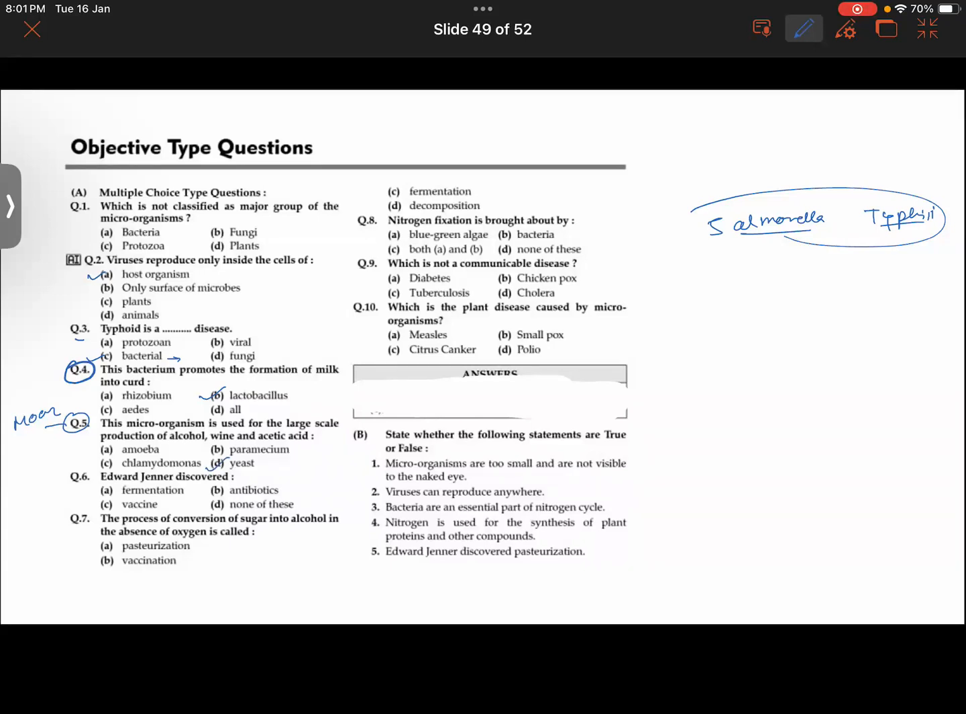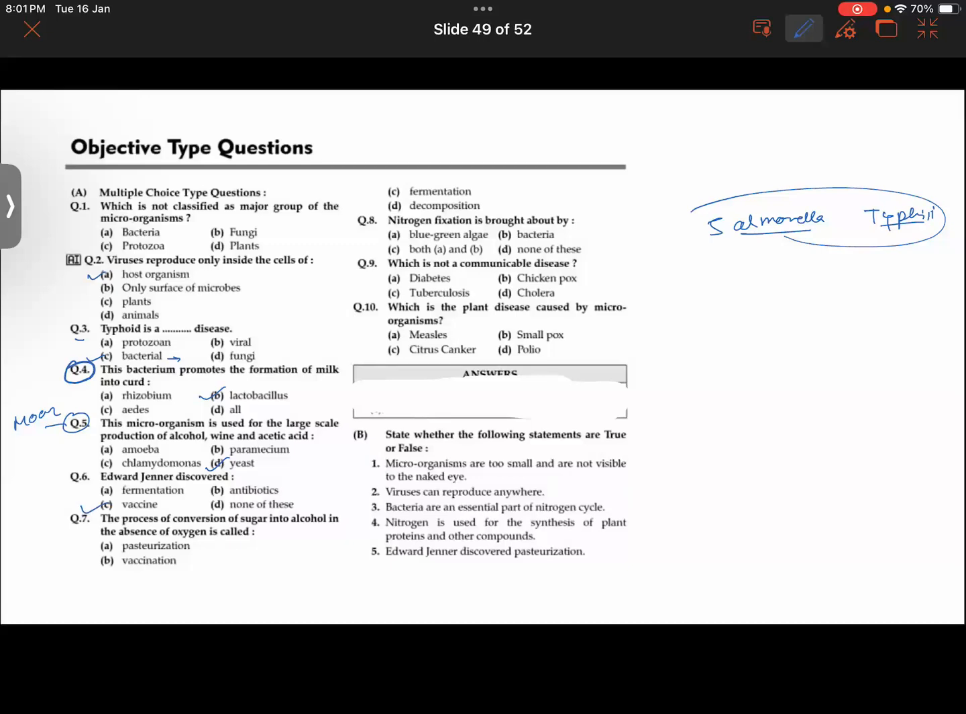Question number 6. Edward Jenner. So you guys know that Edward Jenner discovered the vaccine for what? He discovered the vaccine and not the antibiotics. Antibiotics were not discovered by him. So he discovered the vaccine for smallpox. Do remember that.